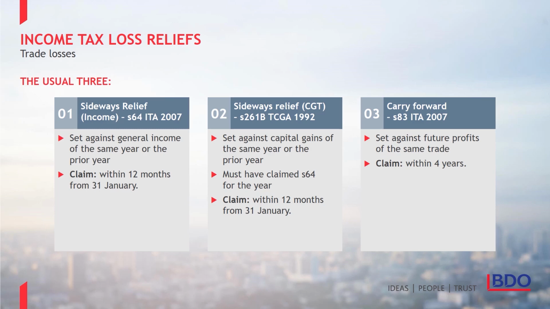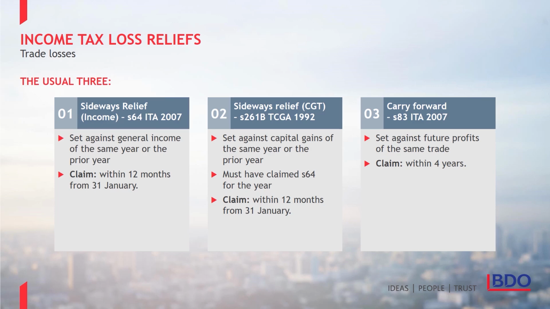If a claim is made for a given tax year, the losses must be utilised as far as possible against the general income for that year before any balance can be utilised by other claims, even if that means, for example, that personal allowances are wasted. The time limit for a claim is 12 months from the filing date of the tax return for the year in which the loss arises.